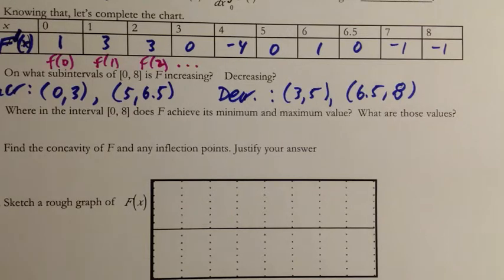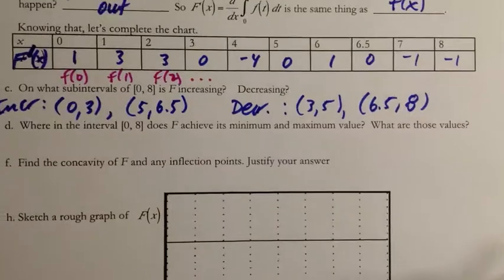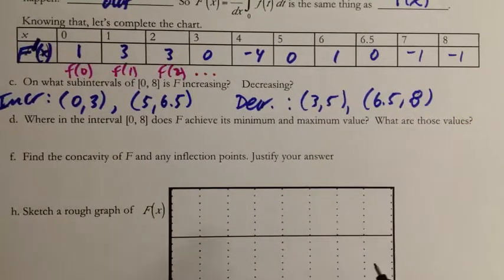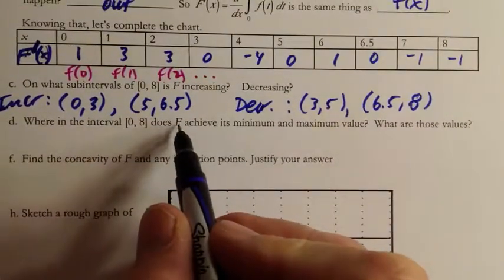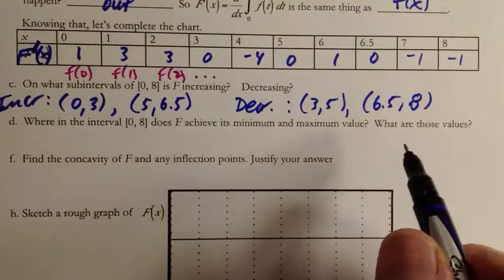Here we are, parts D, F, and H. Nice way to letter these, but nevertheless. Where in the interval 0 to 8 does F, capital F, achieve its minimum and maximum value?